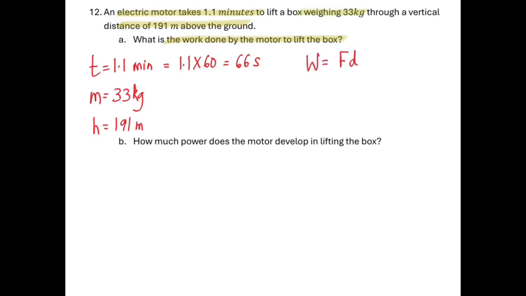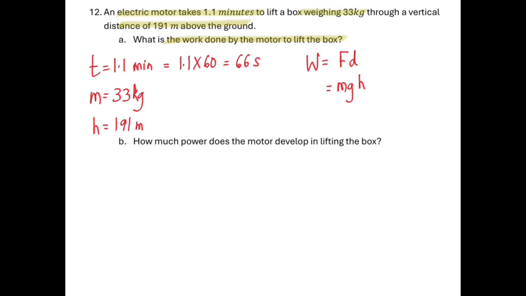So work done will be F times d. The force will be the weight of the box. So we have been given the mass, so the force we can replace by mg, weight is mg, times the distance, which is the height. So that's what we have to remember here.